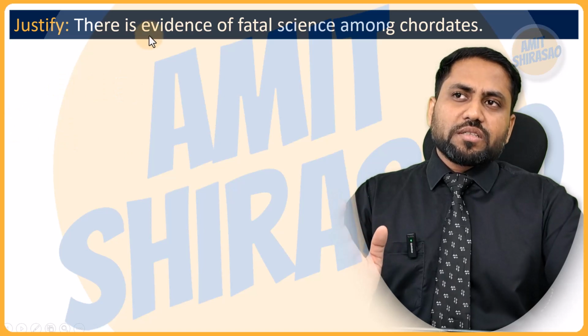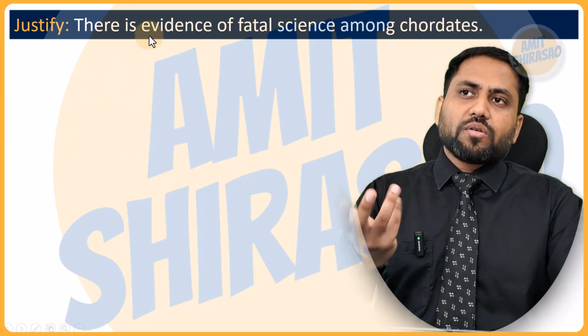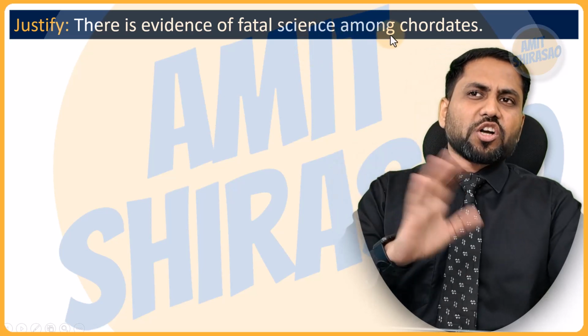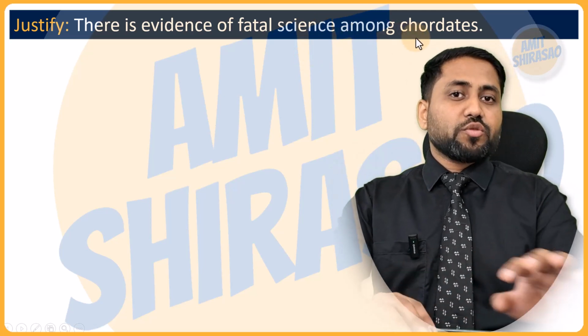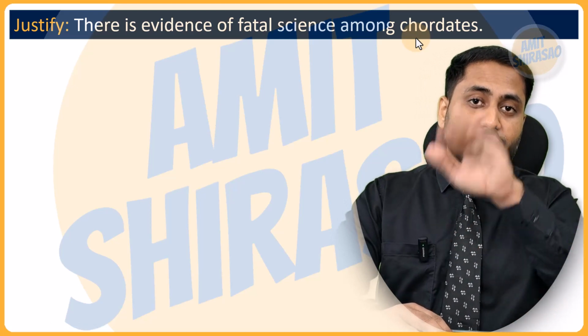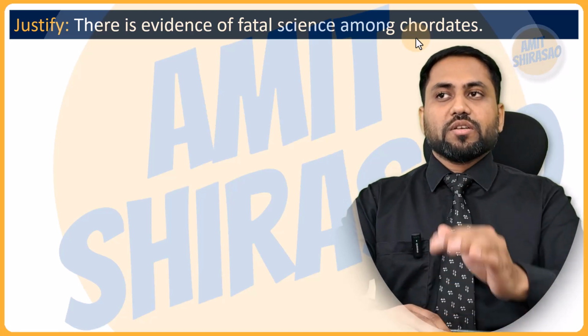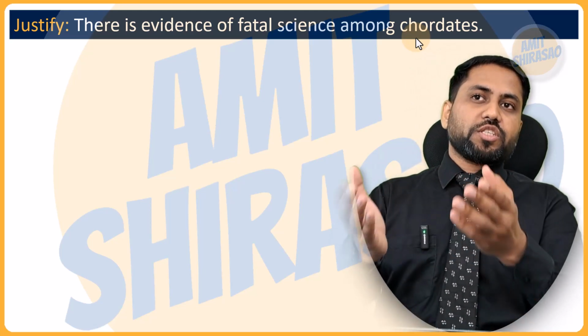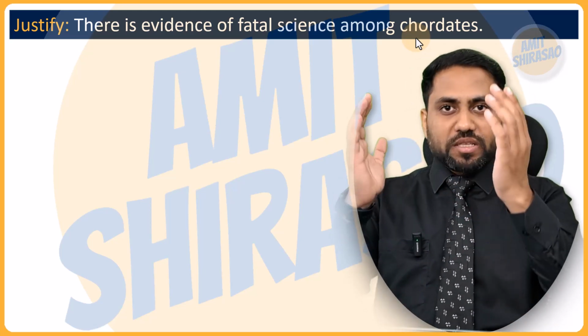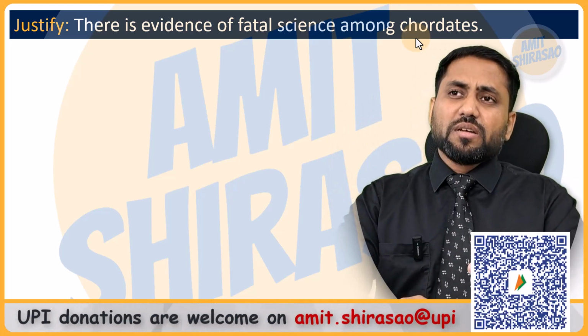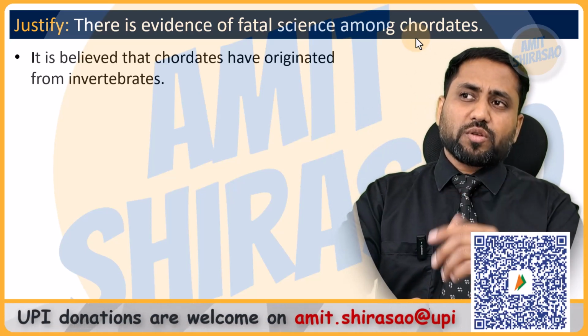There is evidence, okay, of fatal science. What is a fatal science? Among chordates. First of all, you never explained what chordates are throughout your chapter. I had to Google it and find out who chordates are. So this is my explanation. If this question comes to you, then probably this is the answer that you should be giving. Of course, I picked it from a website, but this is what was given on the website.